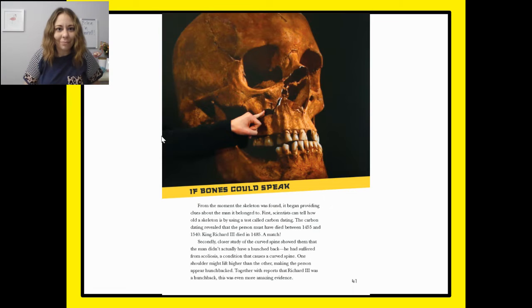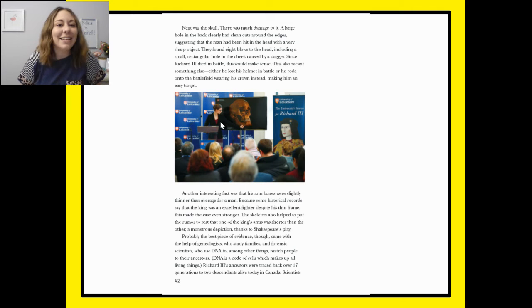All right, we'll continue. Next was the skull. There was much damage to it. A large hole in the back clearly had clean cuts around the edges, suggesting that the man had been hit in the head with a very sharp object. Ugh, sounds painful. They found 8 blows to the head, including a small rectangular hole cut in the cheek caused by a dagger. Since Richard III died in battle, this would make sense.